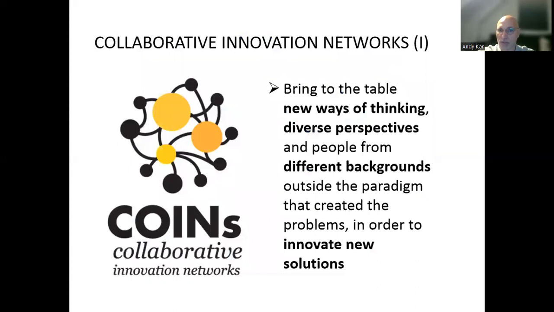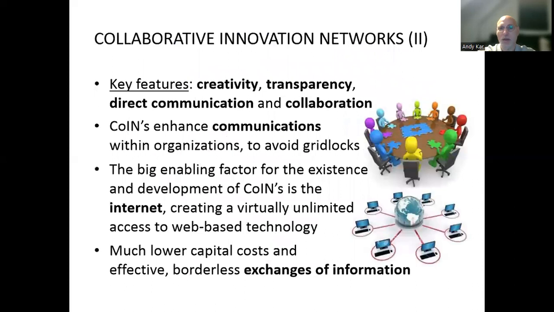Collaborative innovation networks. This is another important point of collaborative innovation. Bring to the table new ways of thinking, diverse perspectives, and people from different backgrounds outside the paradigm that created the problems in order to innovate new solutions. Which are the key features of collaborative innovation networks? Creativity, since we're discussing innovation; transparency, since we're discussing collaboration; direct communication; and collaboration, of course. COINS, for example, this is our example now, enhance communications within organizations to avoid gridlocks.